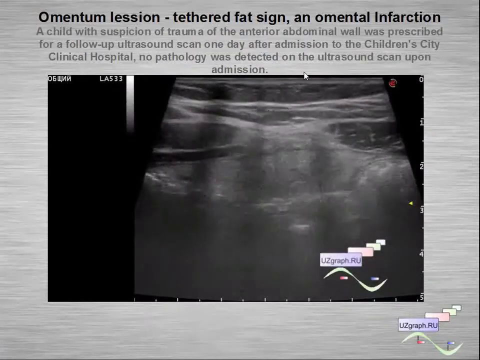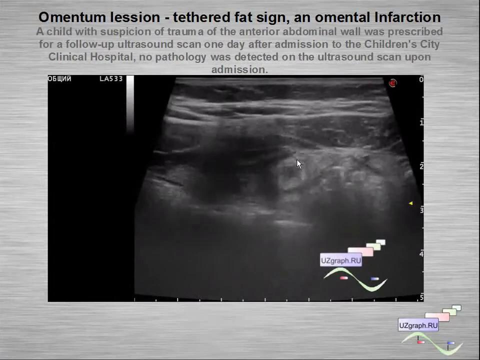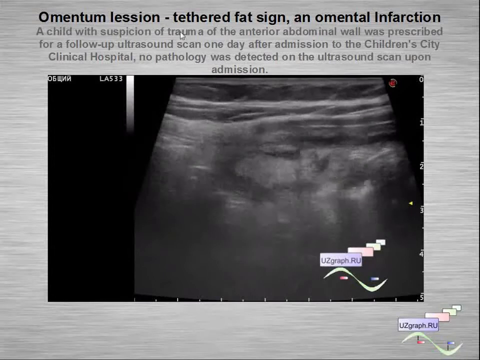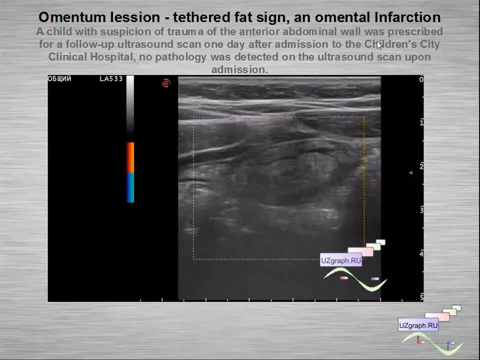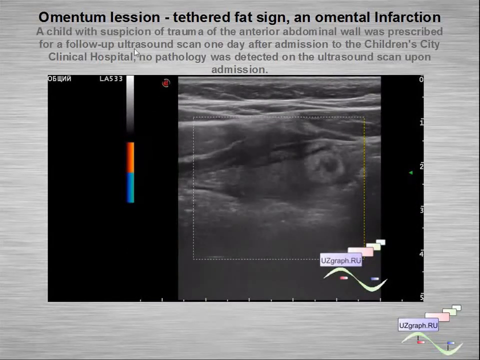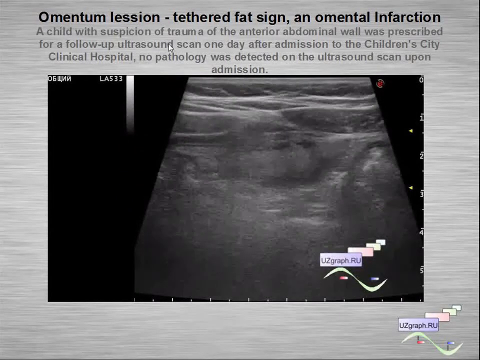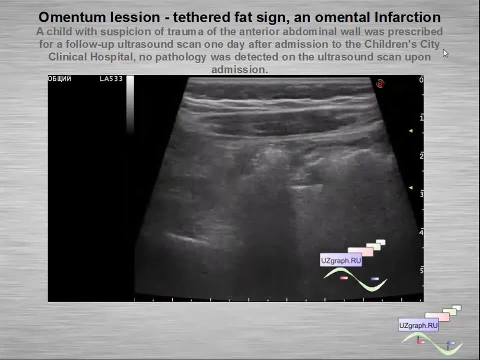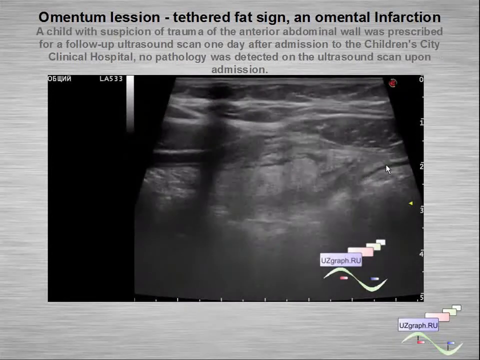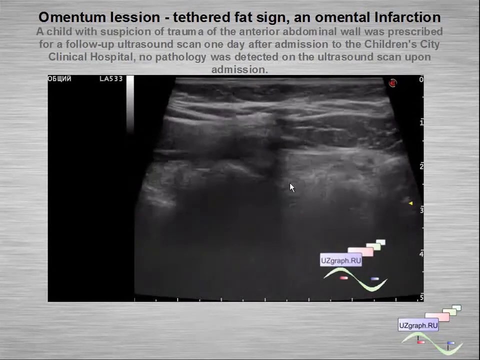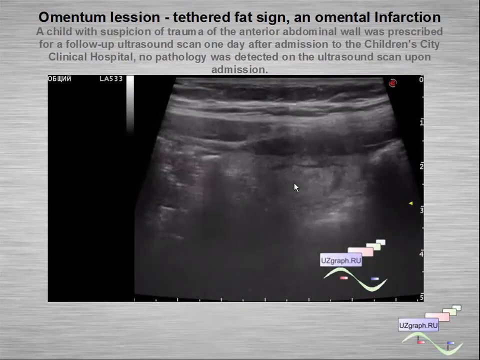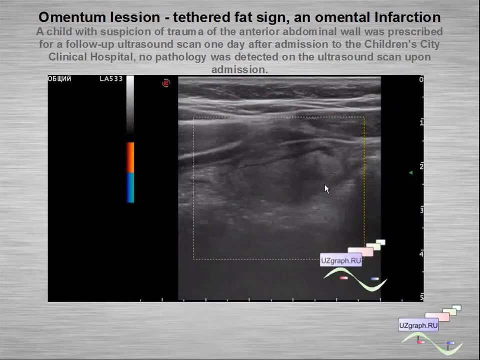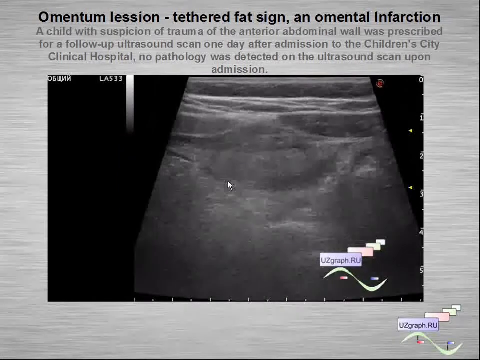Another case, it's a trauma case. There's trauma of the anterior abdominal wall. The patient came with suspicion of appendicitis, but at the second ultrasound I can see some kind of mass lesion. You can see it here, tethered fat sign. It's infection of the omentum.